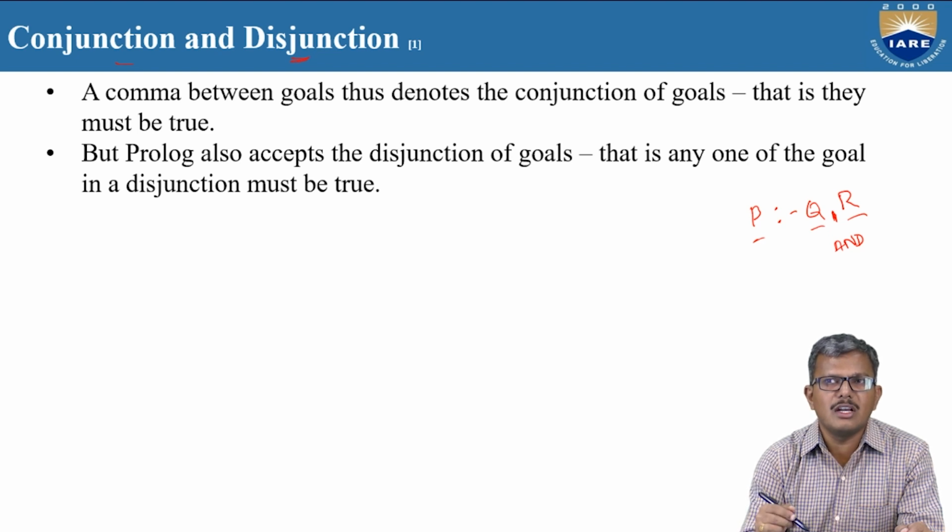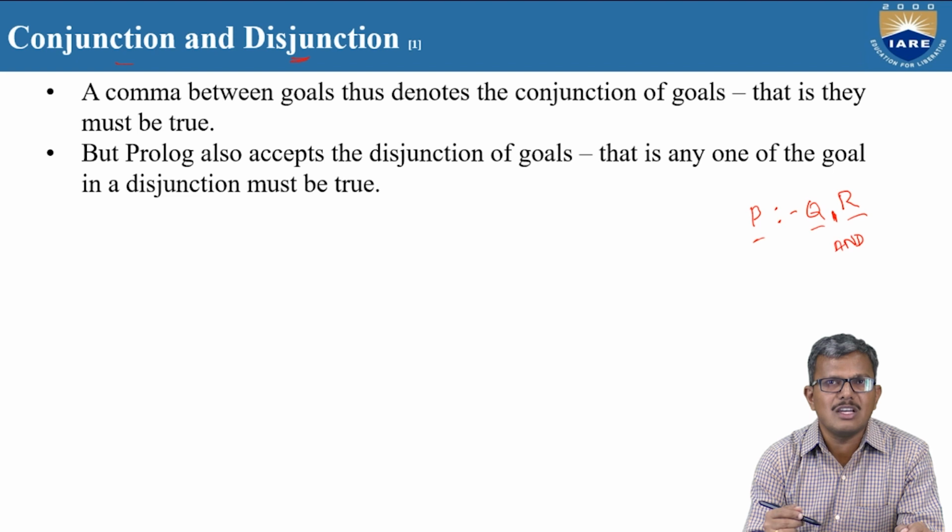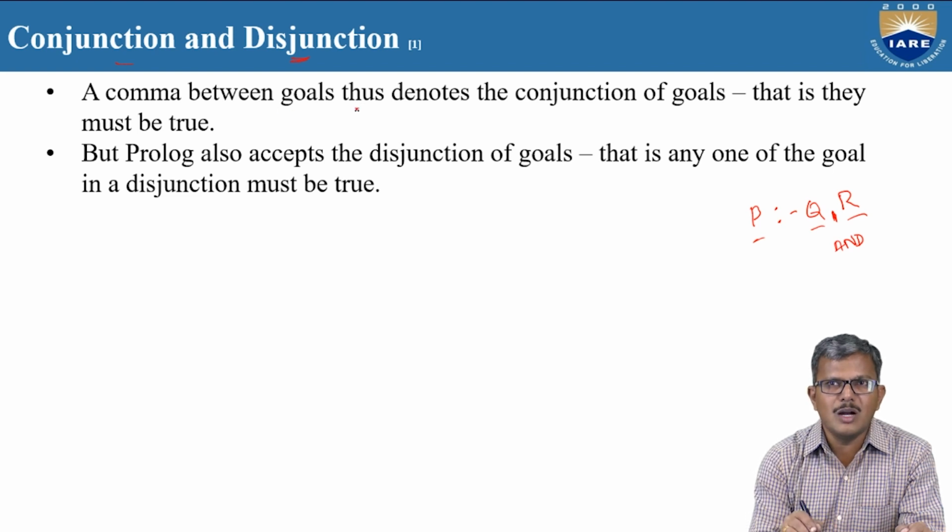So let us try to understand the meaning of the statement when you make use of these distinctions, when your statement has this distinction. A comma between goals denotes the conjunction of the goals.